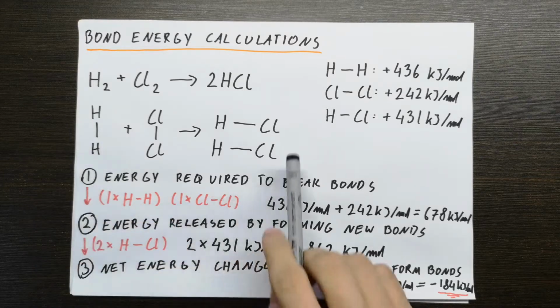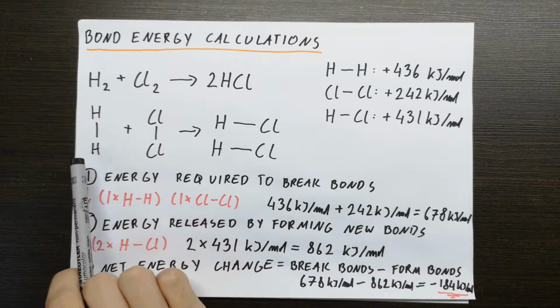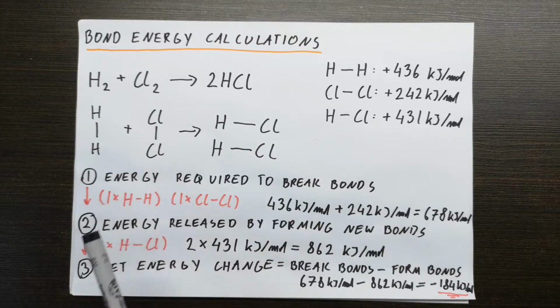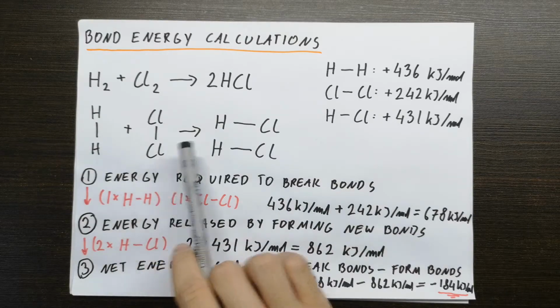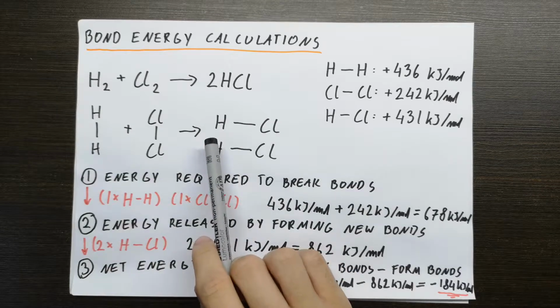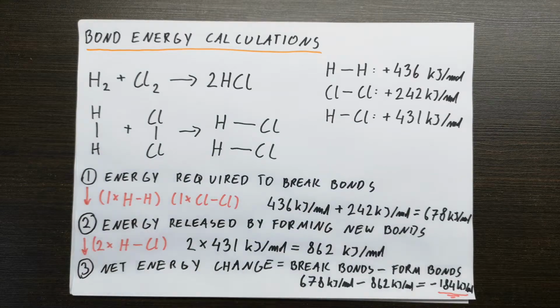I drew this out right here. We have one bond of hydrogen to hydrogen, one bond of chlorine to chlorine, and then they react to change their bond makeup. They change into hydrogen-chlorine bonds, two hydrogen-chlorine bonds. So we start with one hydrogen-hydrogen bond, one chlorine-chlorine bond, and then we end with two hydrogen-chlorine bonds.